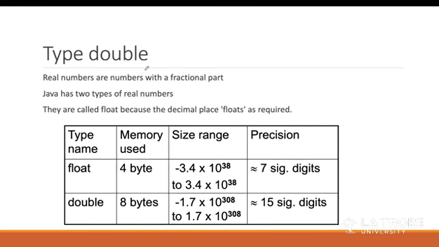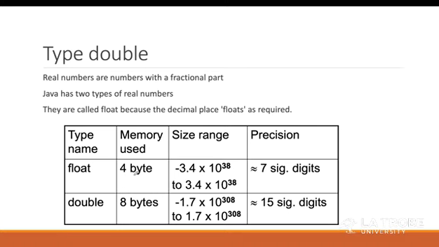Now next is type double. As discussed before, the double type is used to store numbers with fractional parts. Real numbers are numbers with a fractional part, and Java has 2 types. One is float and another one is double. Float uses 4 bytes and double uses 8 bytes. The difference is in the precision as well. Float's precision is up to 7 significant digits, and for double its precision is up to 15 significant digits.